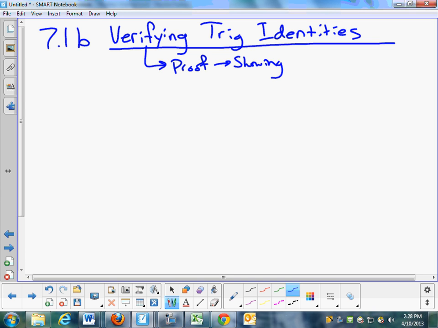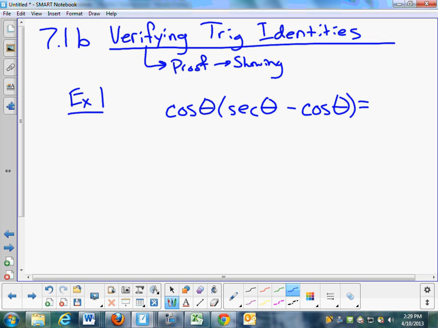Okay, and so the first example I'd like to take you guys through is pretty easy. I think you guys will agree that you like this one. Okay, so the difference is that they give you an equal sign. An identity has an equal sign attached to it. We want to show that the left side is equal to the right side. So we have the left-hand side. We have the right-hand side.